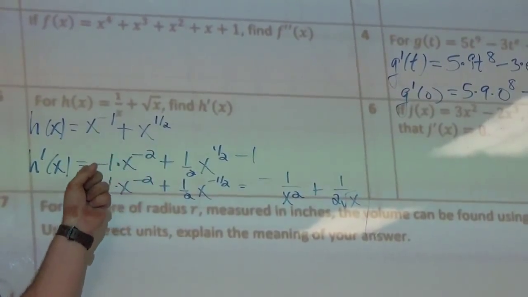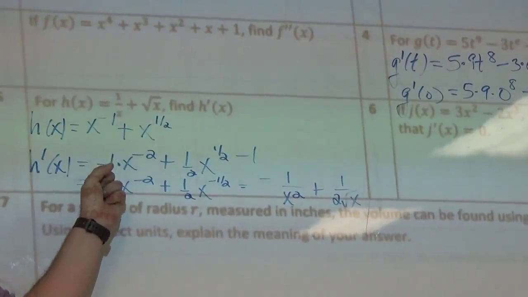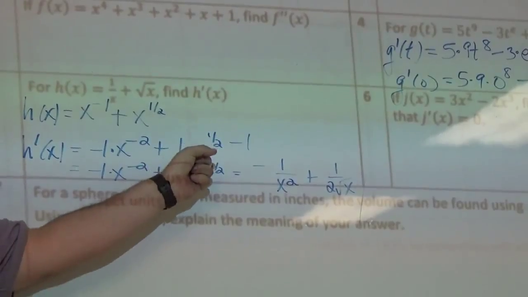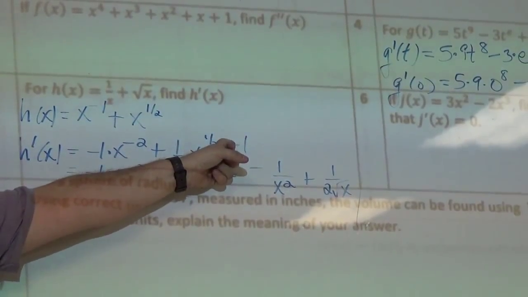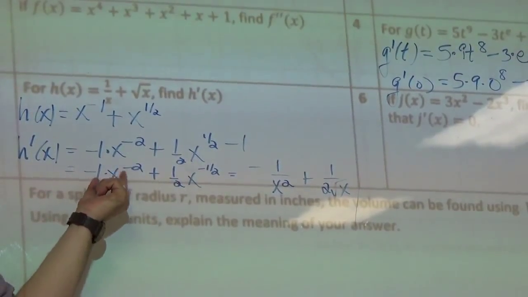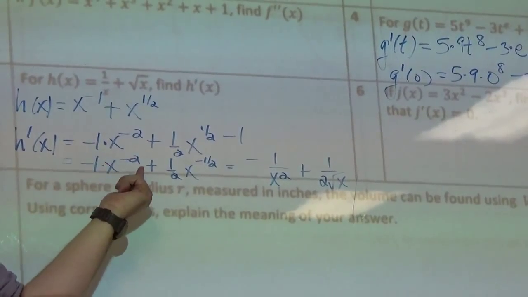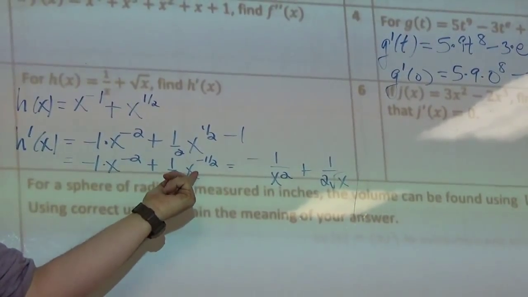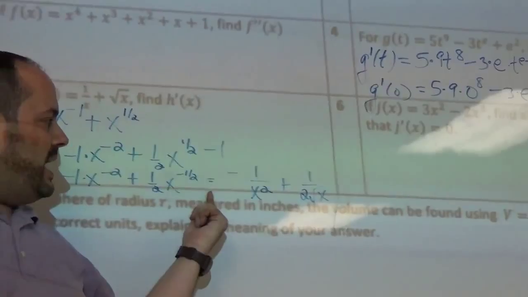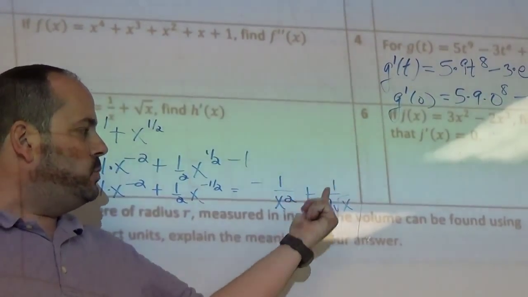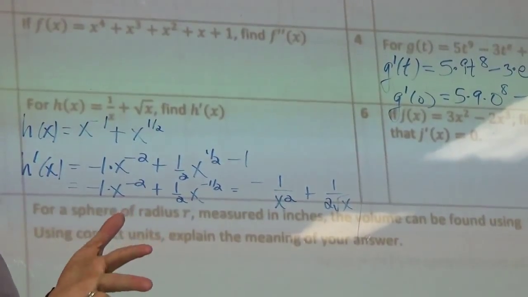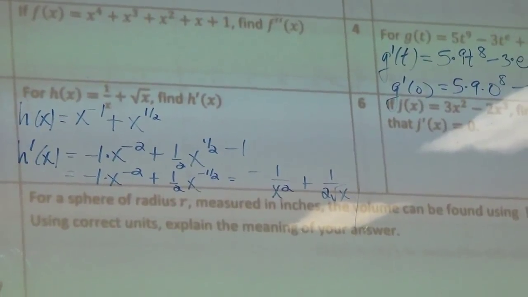All right, so if all goes well, you use your power rule. You bring the -1 down, reduce the power by 1, it's -2. Bring the power down, it's a half. Reduce the power by 1. You could leave your answer as -1 times x to the -2 plus 1/2 x to the -1/2. Love it. Or you could say h prime is -1 over x squared plus 1 over 2 square roots of x. How many guys came up with one of those versions as your derivative?